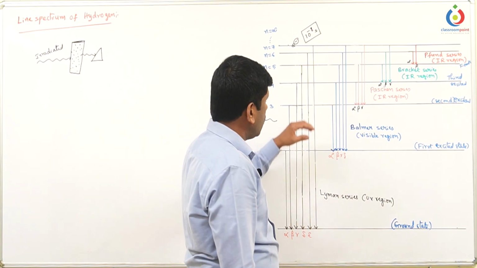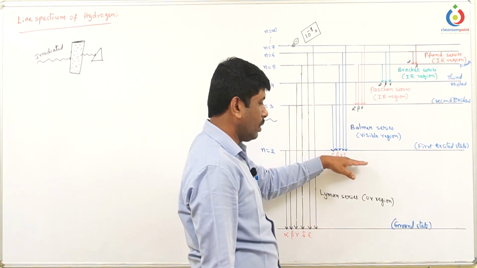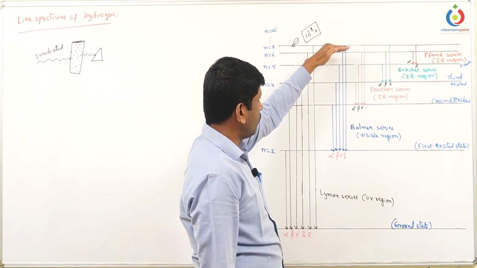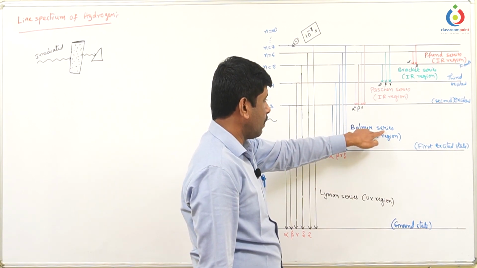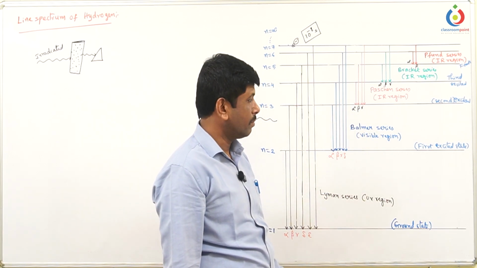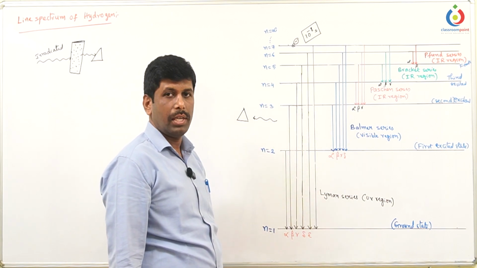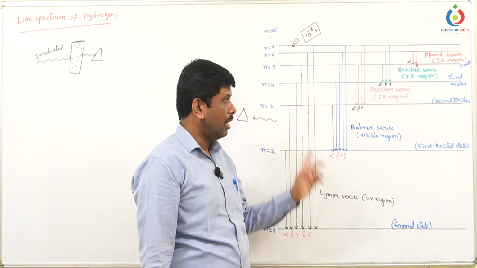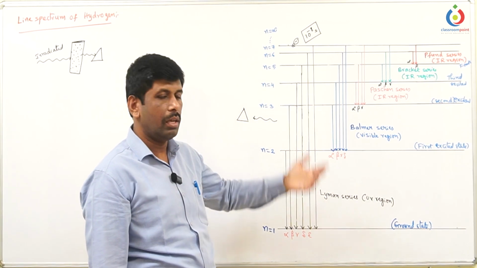Next, if the electron does not fall to the ground state but falls up to the second energy state, that is, when the electron is de-excited from any higher energy state to the second energy state, the series of lines observed in the visible region is known as the Balmer series. Initially, among all these series, only the Balmer series was observed by Balmer, because these lines are visible to the naked eye. The remaining lines are not visible to the naked eye and were observed later.